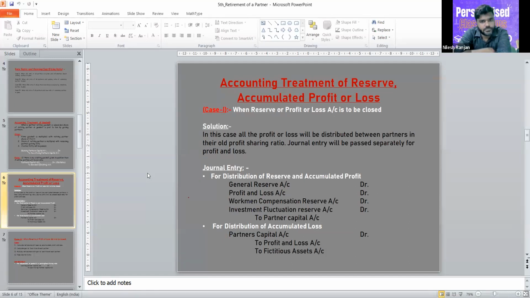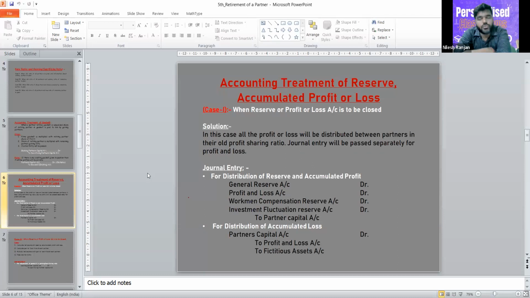Okay, sir. So now general reserve, profit and loss, workman compensation reserve, investment fluctuation reserve. These all are profits. And these all have credit balance in the balance sheet, means on the liability side it is shown. So they all have credit balance. That's why for closing these accounts, we have written these accounts on the debit side.